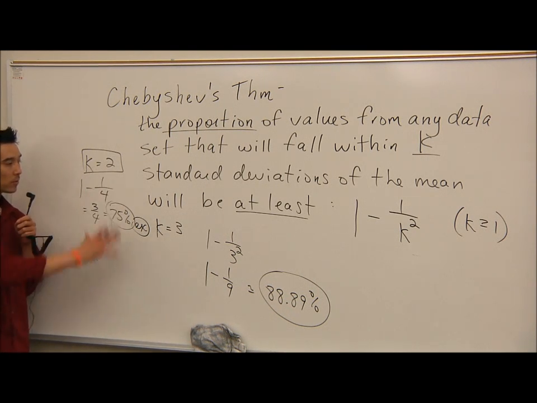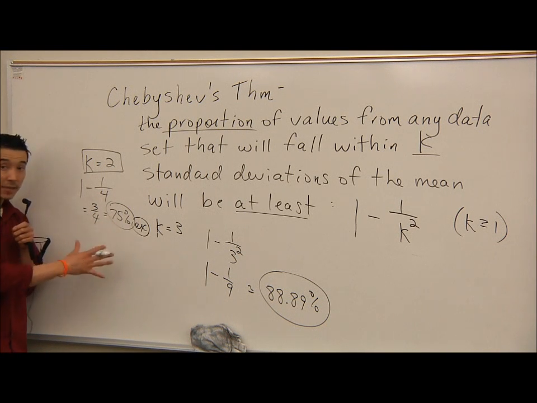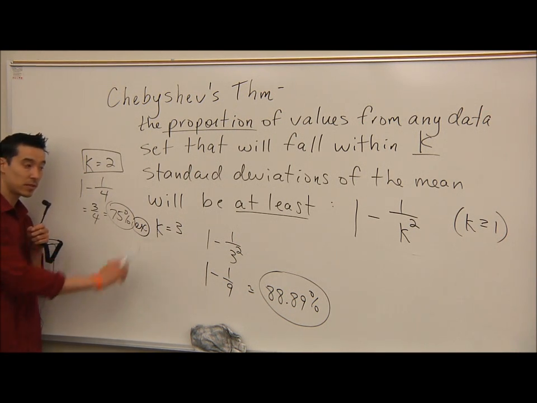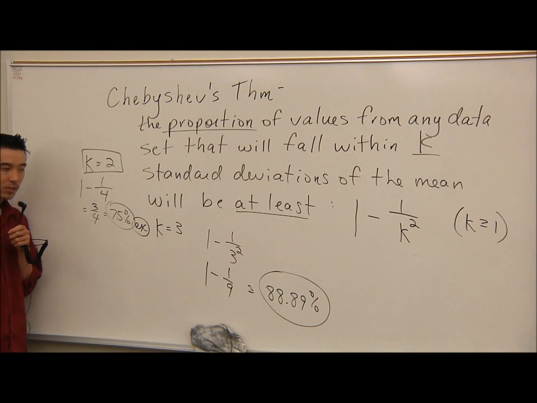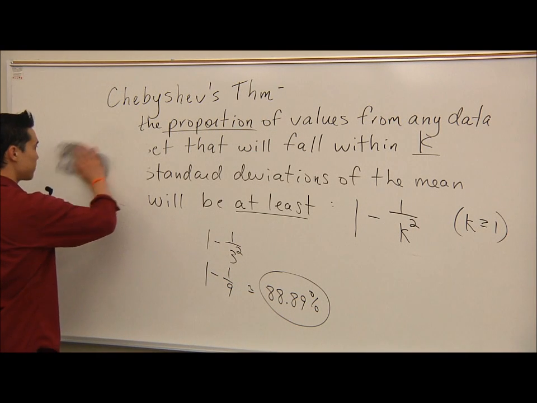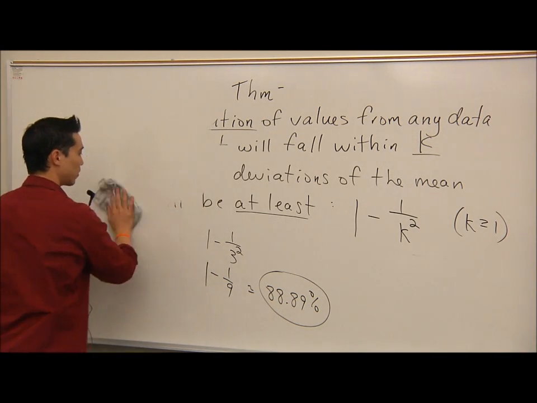So let's say we're looking at some data. This is saying at least 75% of all that data is going to fall within 2 standard deviations of the mean. That's what that means. Okay? Within 3 standard deviations, approximately 88.89% will fall within 3 standard deviations of the mean. Okay? All right, let's do a couple of examples where we use Chebyshev's theorem and see if we understand how it works.